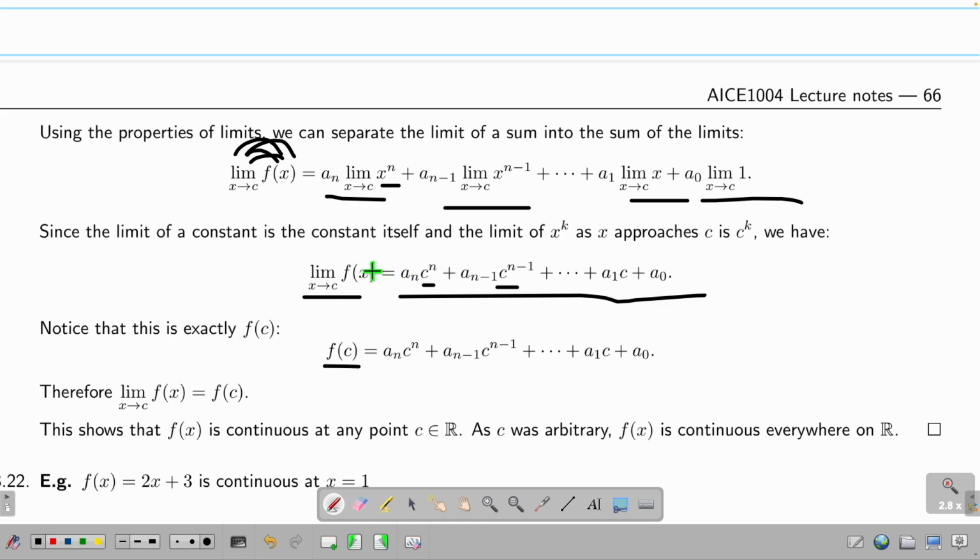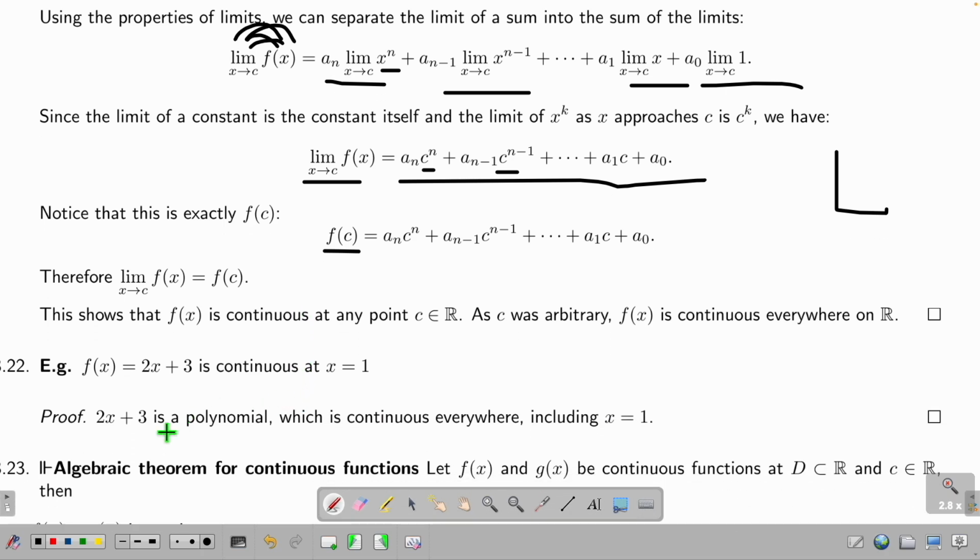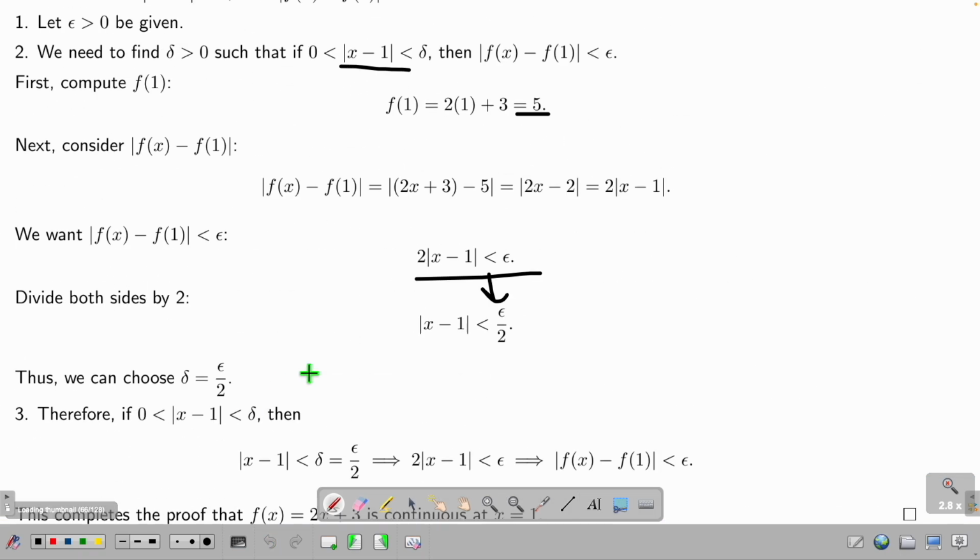And this whole thing is my L, right? How do you prove a function is continuous? I prove L is my f(c), then done. That means this is continuous. Why? Because this belongs to polynomials. And this whole long chunk of work is the proof that any polynomial is continuous. And this belongs to polynomials. Therefore, I don't need to write this big chunk of work.